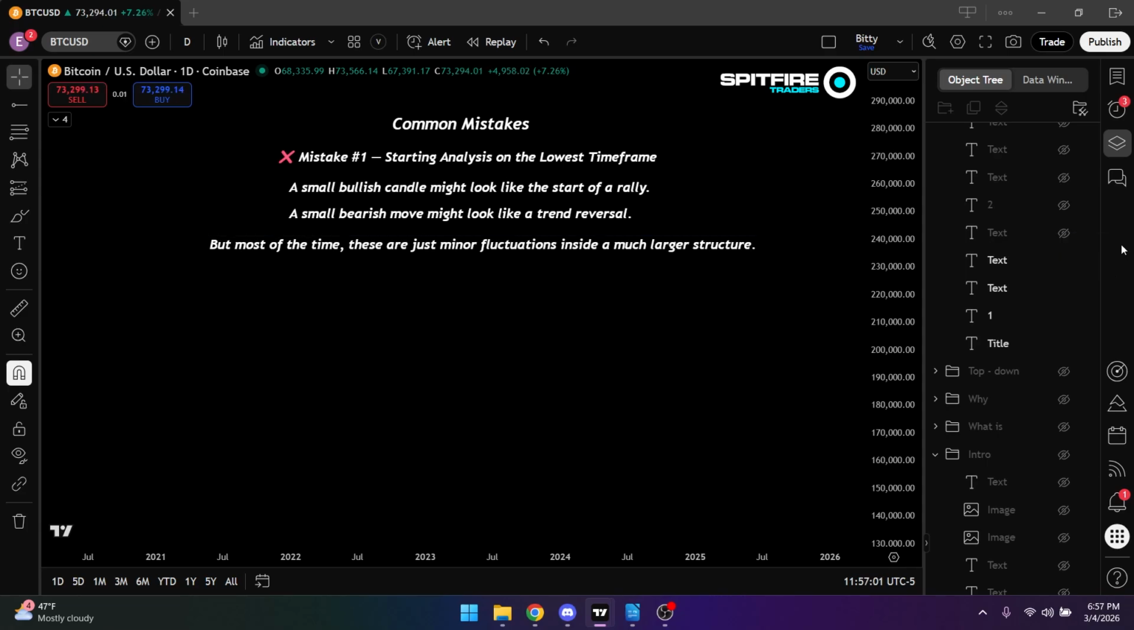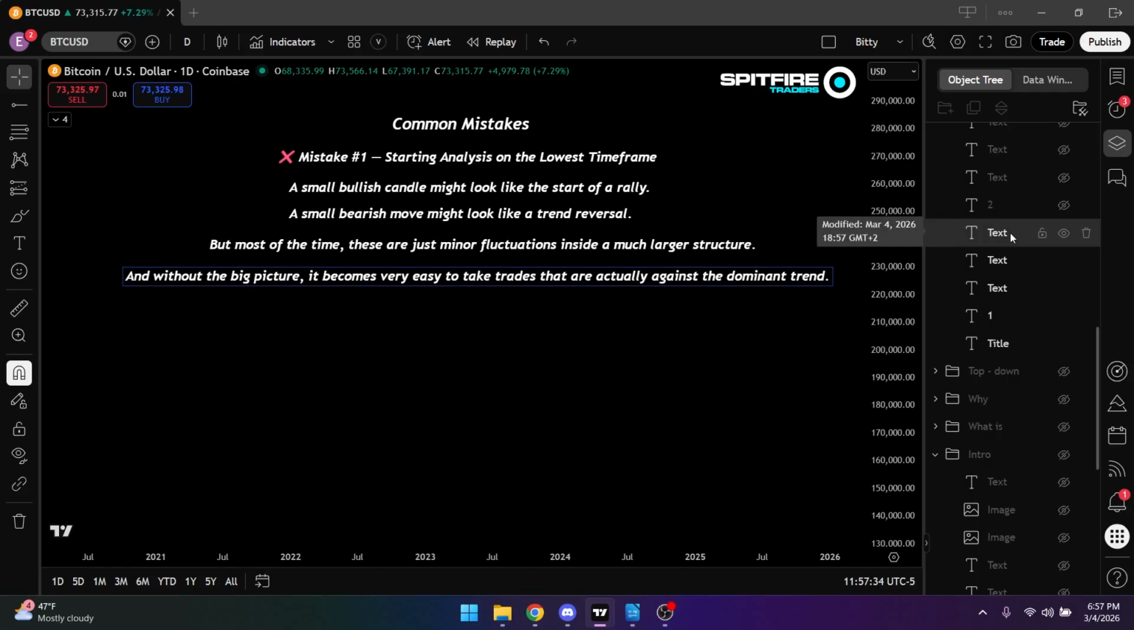But most of the time, these are just minor moves inside a much larger structure. When you only look at the lower time frame, you lose the big picture. And without the big picture, it becomes very easy to take trades that are actually against the dominant trend. This is why the process should always start with the higher time frame first.